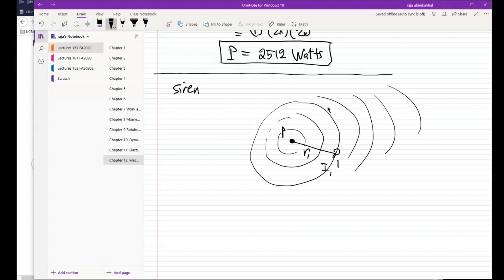Now, another observer who is, let's say, farther, okay? Here is another observer right here. We're going to call him observer 2. He is at a distance R2, okay?